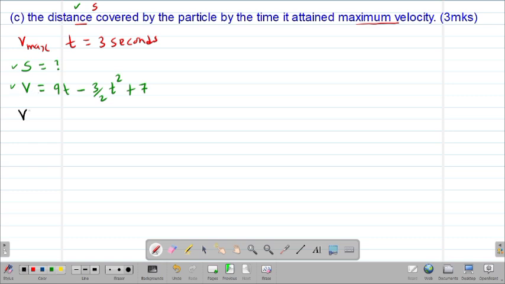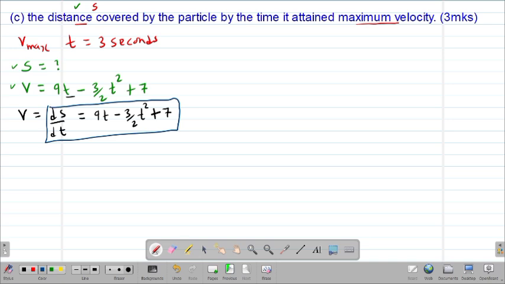Now, of course, the formula connecting s and v is the formula for the velocity, which states that the velocity of the particle must be given by ds over dt. So, of course, this velocity will be equal to, we already have the equation here, which is 9t minus 3 over 2 t squared, then of course plus 7. So I'm going to pick the second part of the equation, so it means that ds over dt will be equal to 9t minus 3 over 2 t squared, then of course plus 7.